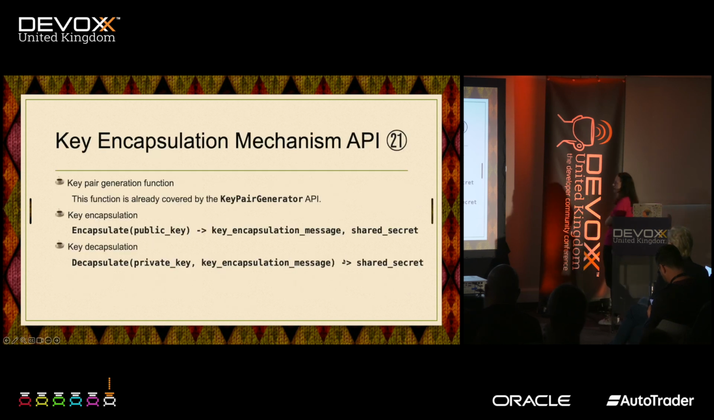Now, the key encapsulation mechanism API has a few parts. There's a key pair generation function. There was no new enhancement there. There's still the use of the KeyPairGenerator API that we probably already know. There was a change introducing a key encapsulation that encapsulates using the public key and, of course, returns the key encapsulation message and the shared secret. And, of course, there's a key decapsulation API part that decapsulates, using the private key, the encapsulation message, and it should also result in the shared secret.